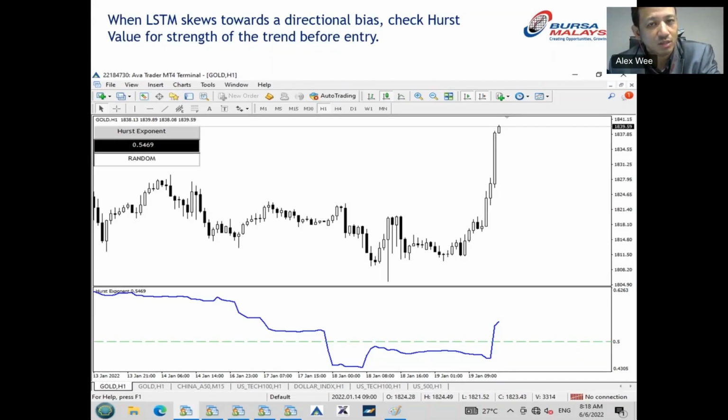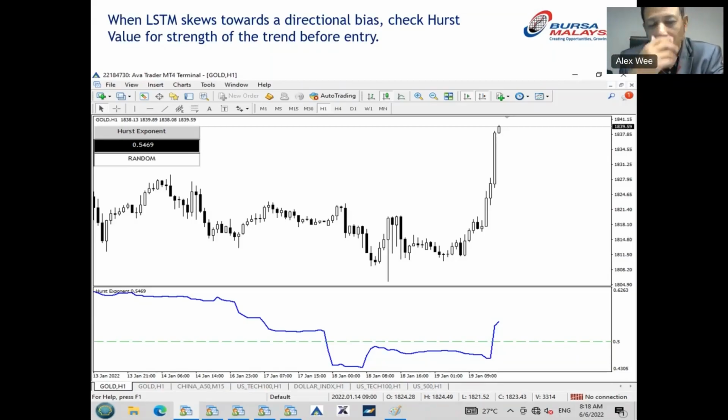This is about machine learning. That's not today's topic. But when the machine learning model tells me a certain directional bias, I will check the Hurst exponent to confirm that this is a trendy market and not a random market. When the Hurst exponent is of a certain value, and the market is considered not trendy enough, then I have less confidence. Probably I'll just short one contract.